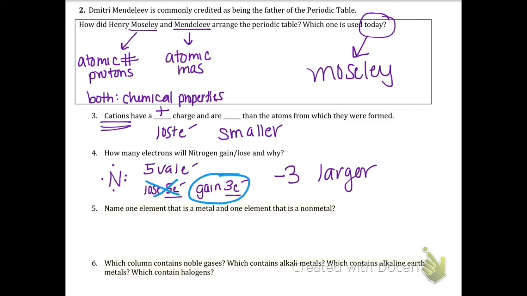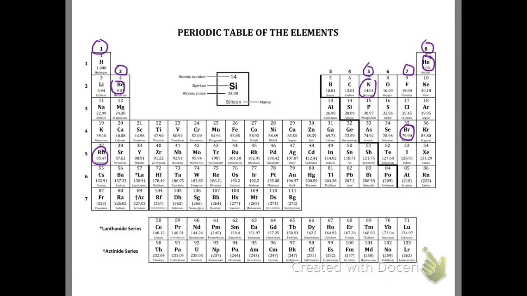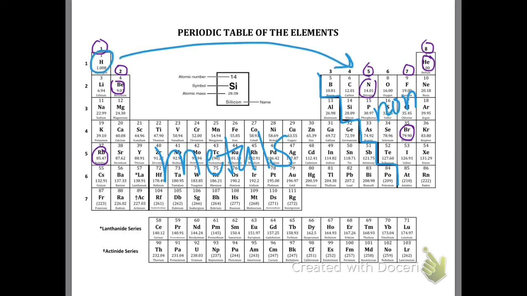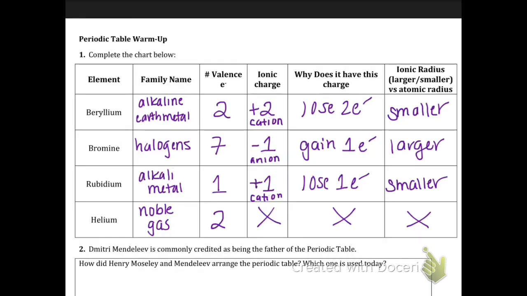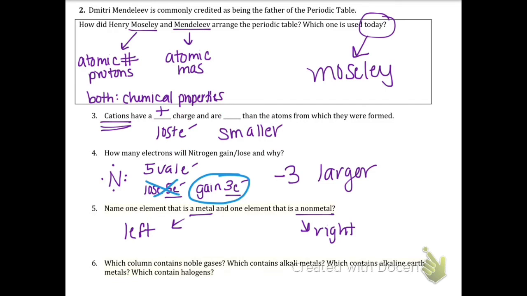All right, so name one element that is a metal and one element that is a nonmetal. Well, all your metals are on the left-hand side of your staircase. All your nonmetals are on the right-hand side. So if you look at your periodic table, you have your staircase right here. So over here are your metals, and here you have your nonmetals. Remember that hydrogen is a nonmetal, so don't put hydrogen as part of your metals. If you name any of those, you're good to go.